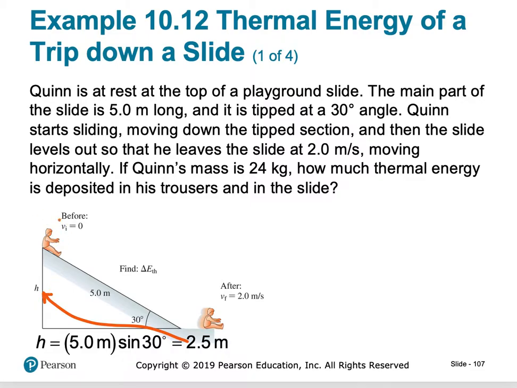Quinn starts sliding, moving down from the tipped section, and then the slide levels out so that he leaves the slide at 2 meters per second, moving horizontally. If Quinn's mass is 24 kilograms, how much thermal energy is deposited in his trousers and in the slide? So let's take a look at the before case and then the after case.